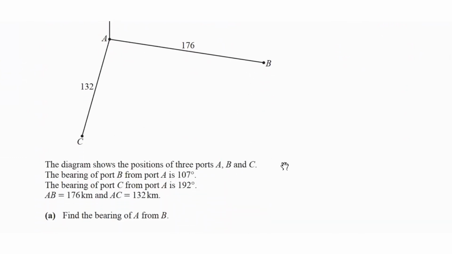Question 9 says the diagram shows the position of 3 ports A, B, and C. The bearing of port B from port A is 107 degrees. The bearing of port C from port A is 192 degrees. AB is 176 kilometers, AC is 132 kilometers. Find the bearing of A from B.